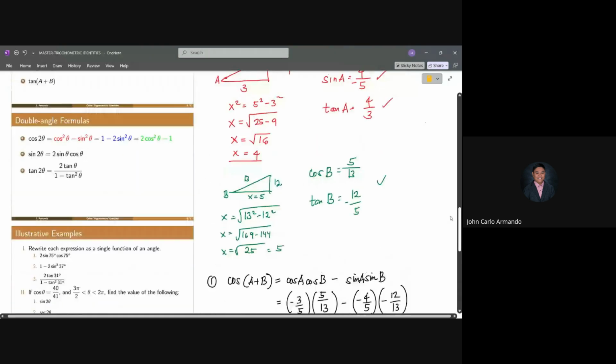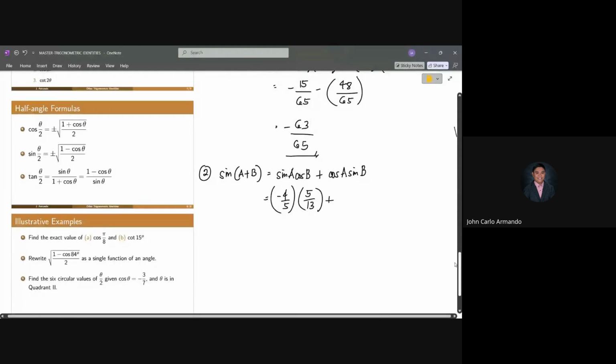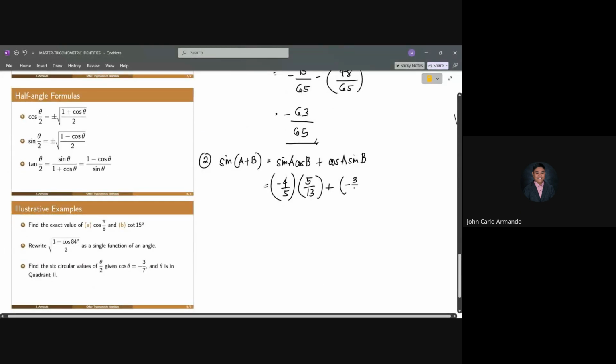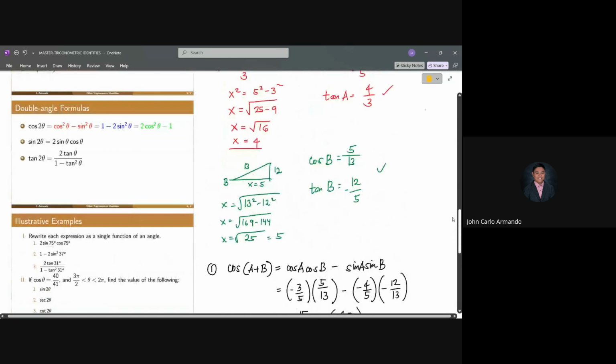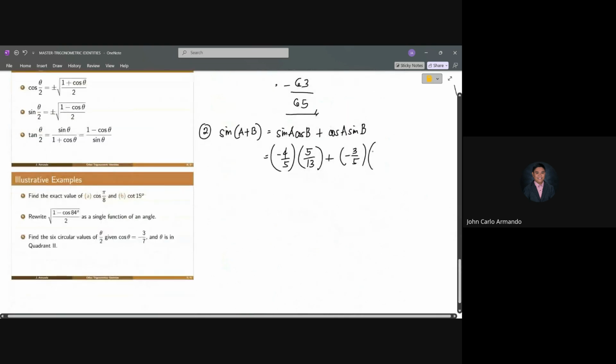And what is our cos A? The given value, negative 3/5. And what is our sine B? That is negative 12/13. Okay. Then we simply multiply negative 4 times 5, that's negative 20. 5 times 13, that is 65. Plus negative 3 times negative 12, that's positive 36. 5 times 13 is 65. Negative 20 plus 36, that is 16 over 65. So the answer is 16 over 65.